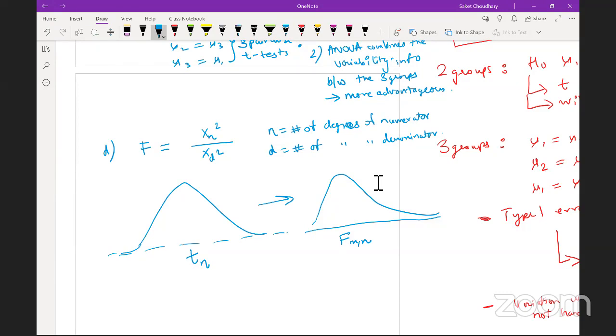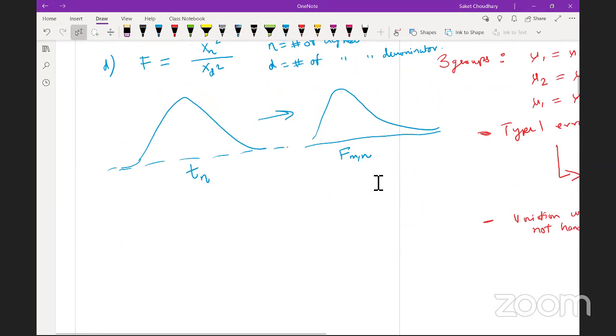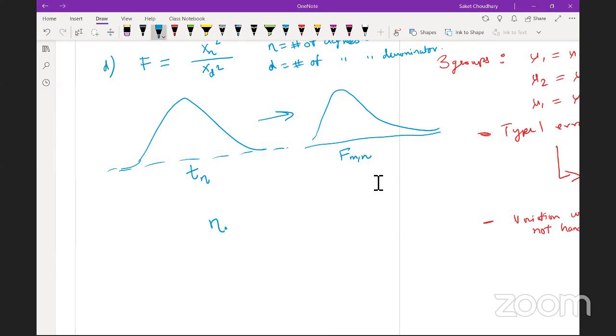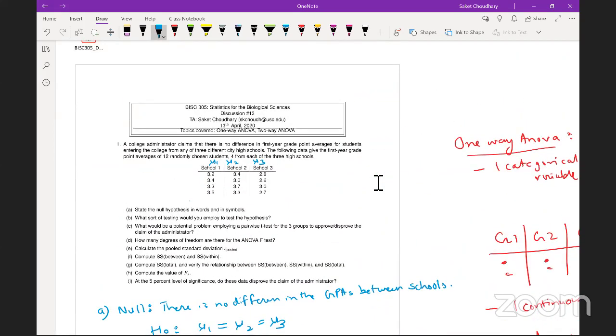Okay, so in order to calculate the degrees of freedom for an ANOVA analysis, we start off with what's called n dot. And this n dot is essentially the total number of data points that you have. Okay. So if ni, so let's call it ni, equal to the number of samples in the ith group. So N1 is 4, N2 is 4, N3 is 4.